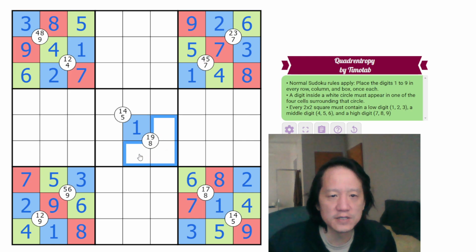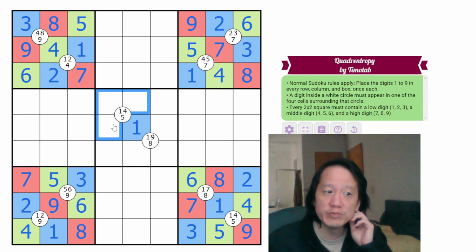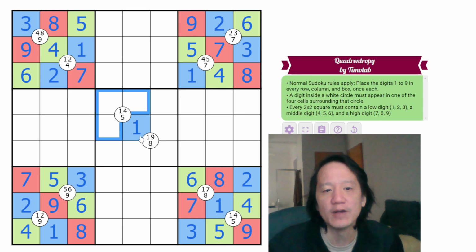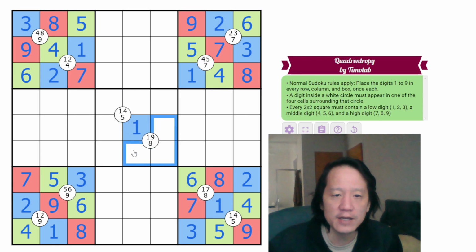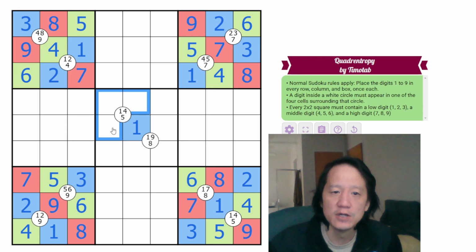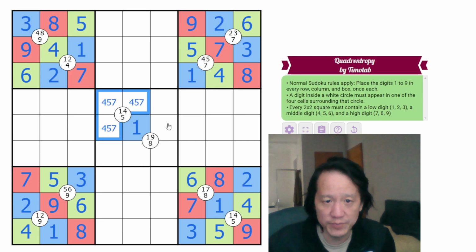And let's see. We'll go in the final box with the quads. This is 1, and it has 4 and 5, which are both middle numbers. So we have 1 low, 2 middle numbers, and now we are missing a high number. The 8 and 9 are already surrounding this quad circle, so it cannot be in any of these 3 cells. So what's the last high digit? It's 7. So this must be a 4, 5, and 7 triplet.